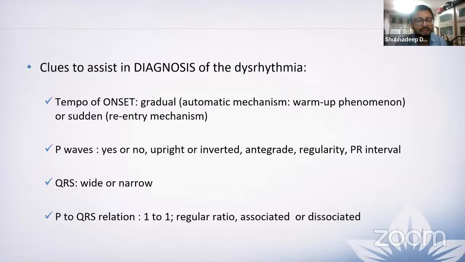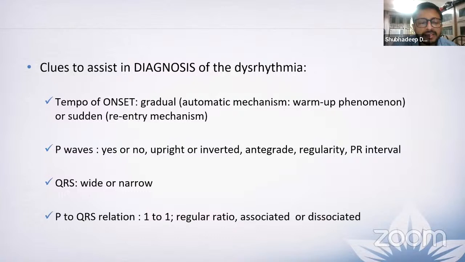So what would be my clues in the diagnosis of a dysrhythmia or arrhythmia? There are some clues that we can keep in mind. One is the tempo of onset, whether my tachycardia develops gradually over minutes or over hours, what we typically call a warm-up period. That is very typical of an automatic mechanism, like a sinus tachycardia, like a JET, like an atrial ectopic tachycardia, or whether it came just suddenly. The patient was in a sinus rhythm completely, and in the next moment, you look at the monitor and see that the patient has become very tachycardic. This is a typical re-entry mechanism where there was a circuit, and suddenly an electrical impulse fell at the wrong time, and that is why it incited a tachycardia. So whether the tachycardia is coming slowly with warm-up, or whether there is a sudden mechanism, which is re-entry.